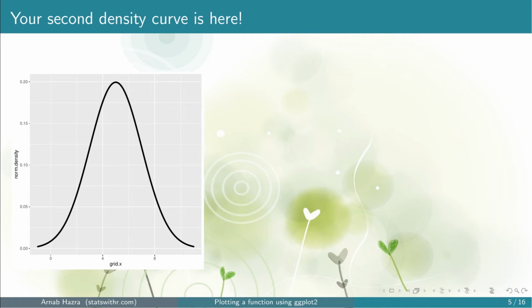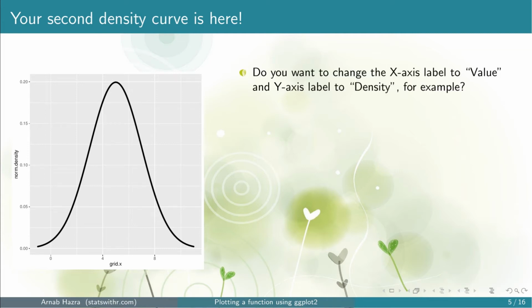We can see that the axis titles are just the names of the vectors. For making this figure a presentation quality one, let's make some changes. First, let's rename the axis titles by value and density respectively, as this makes the plot clearer to your audience.